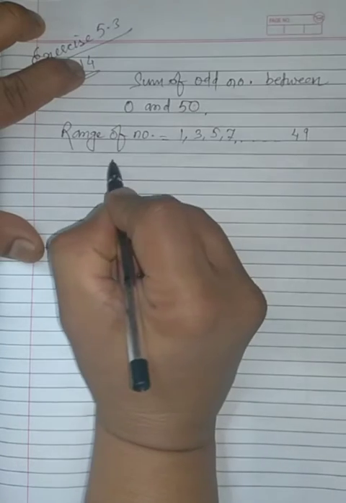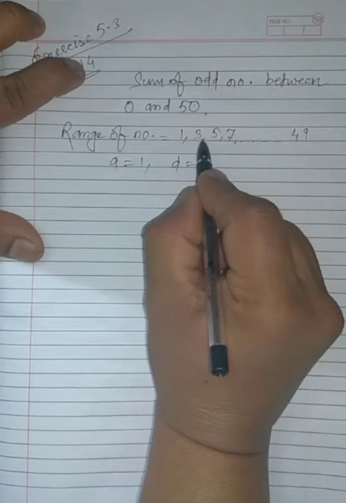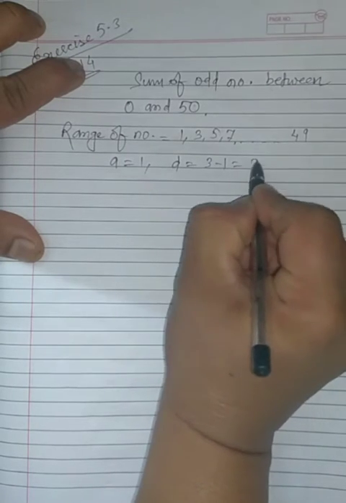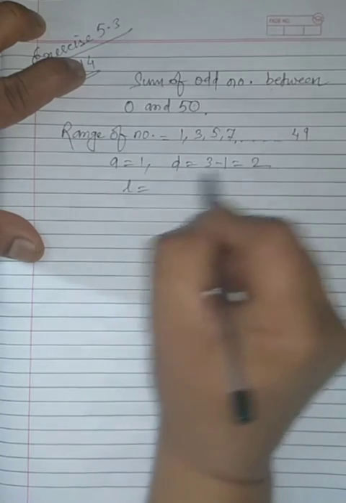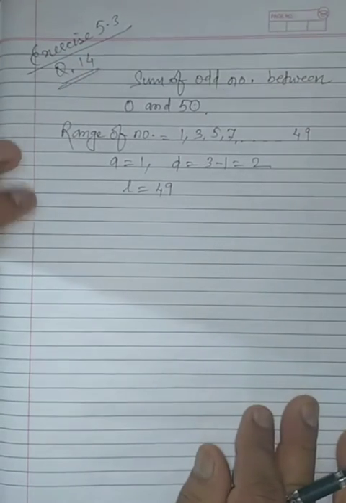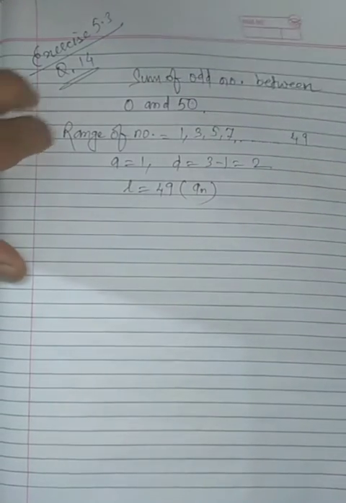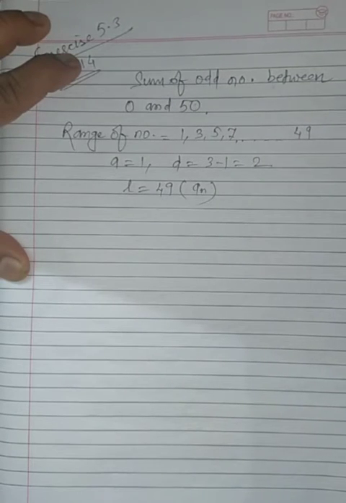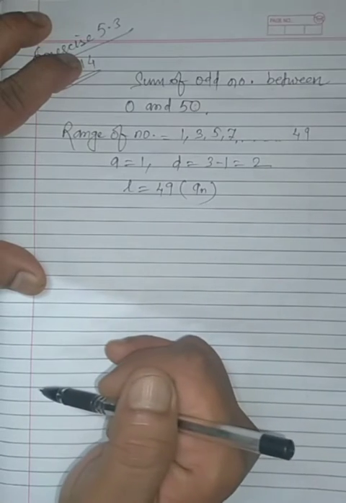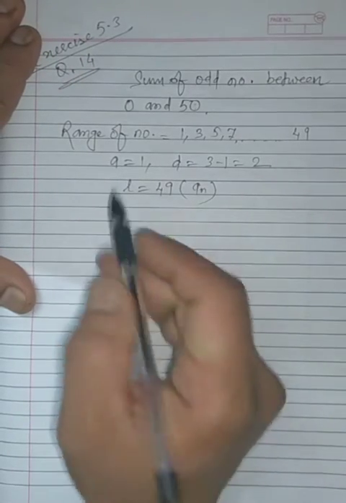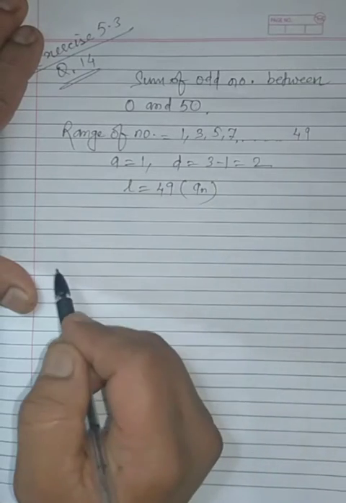So we get from here A is equal to 1 and D is equal to 3 minus 1, which is equal to 2, and the last number L is equal to 49, which is also called AN. So we have to find the sum of all these numbers. For that, we require how many numbers there are, and we have to find that out first.